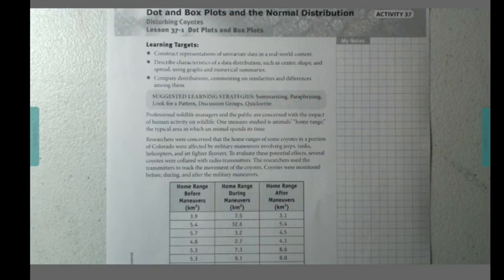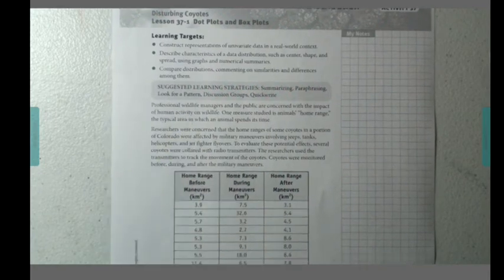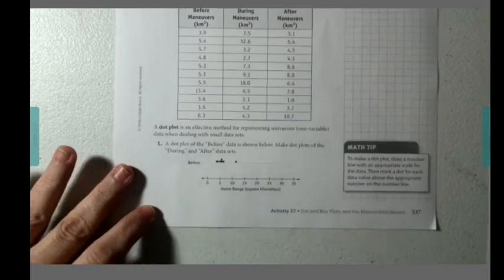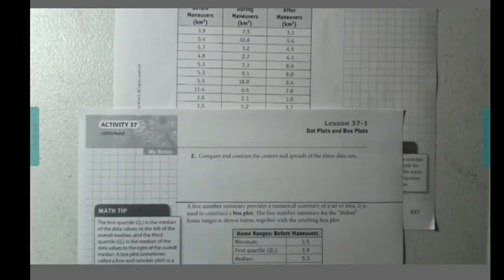On the previous slide you should have seen that paragraph right up here about professional wildlife, and you should also have seen this math tip on how to make a dot plot. Today we're going to be splitting this lesson into 3 sections, and the first section is going to cover questions 1 and 2.